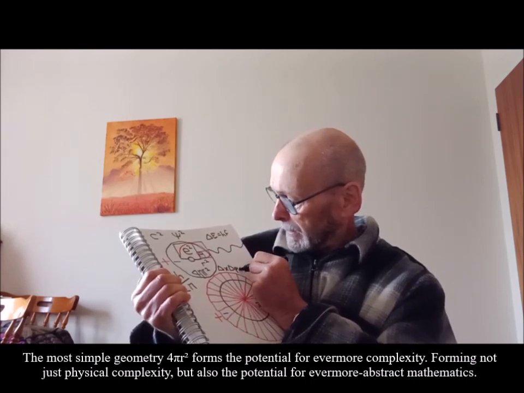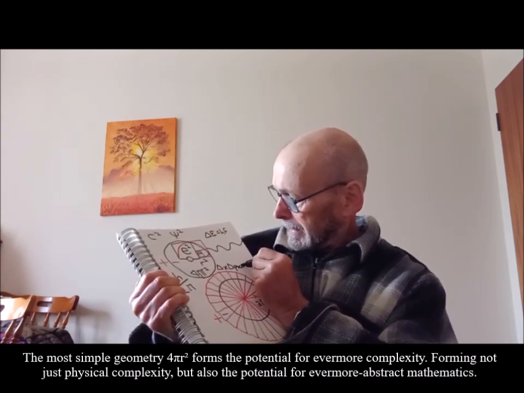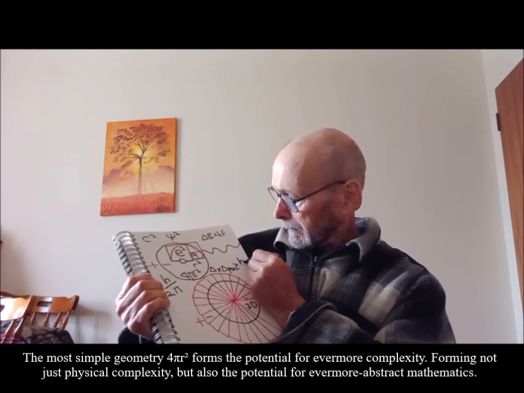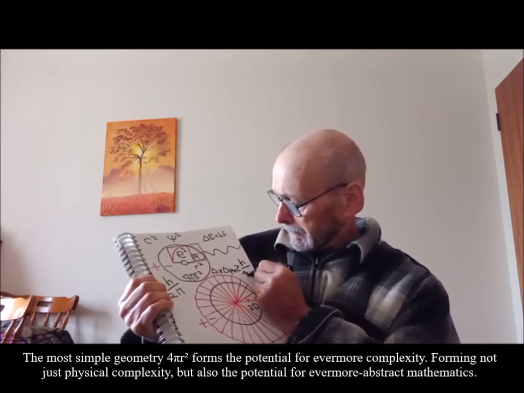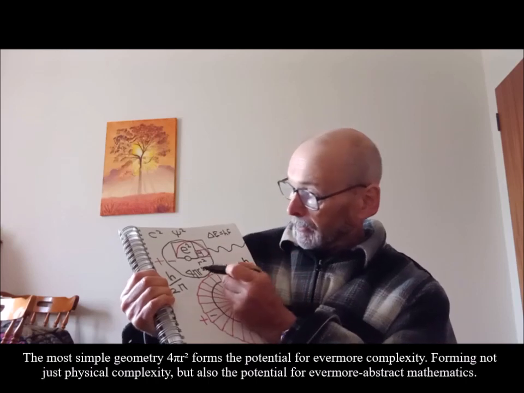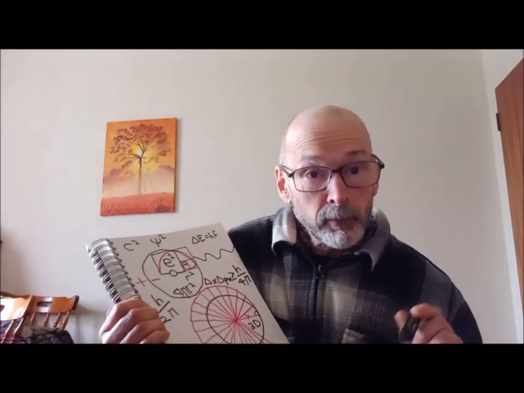And in the equation, we see 4 pi, representing the spherical geometry that formed the potential for the process in the first place.